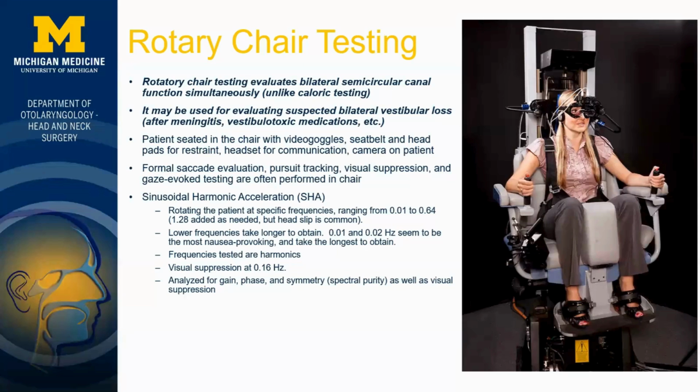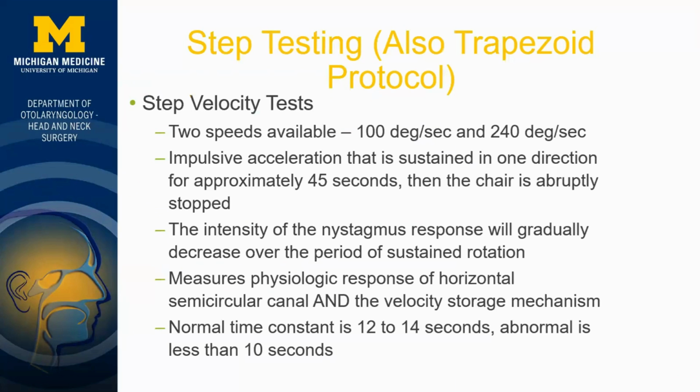So you're looking for the gain or the eye movement to be reduced by half with a visual fixation. You can analyze rotary chair for 3 main sections: gain, phase, and symmetry, as well as this visual suppression. We also will sometimes add on step testing. I don't do it as much as I used to.